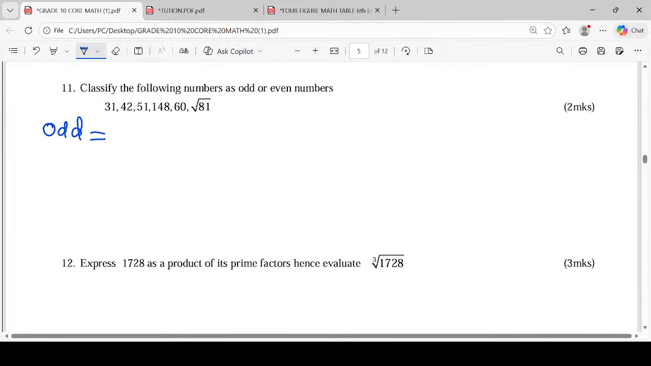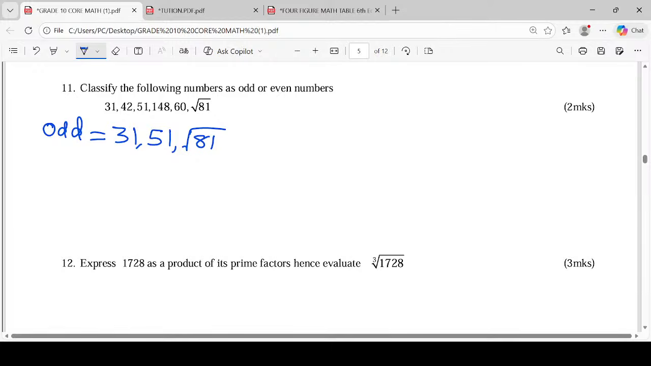The first odd number is 31 because it's not divisible by 2. 51 is also not divisible by 2. The square root of 81 is 9. 9 is not divisible by 2. So that means even the square root of 81 is an odd number. So these three are odd numbers.